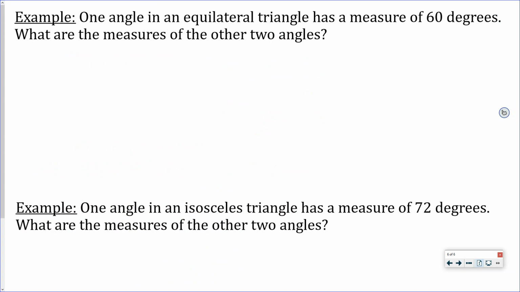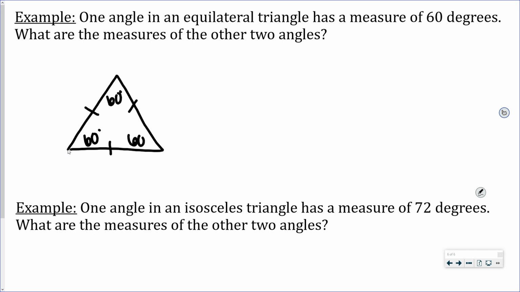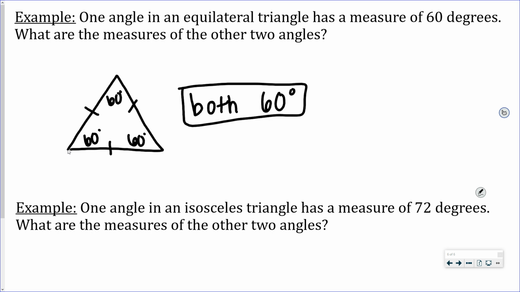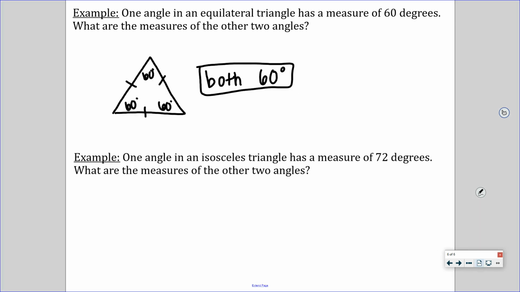One angle in an equilateral triangle has a measure of 60 degrees. What are the measures of the other two angles? 60. Is it that simple? I think so. Yeah, it is. It is that simple. Aren't all measures in an equilateral triangle 60? Yeah. You have congruent sides, they have congruent angles. All right, next one's a little harder.